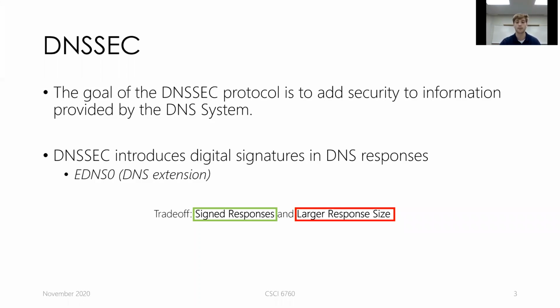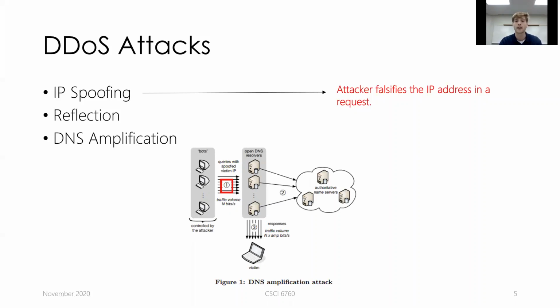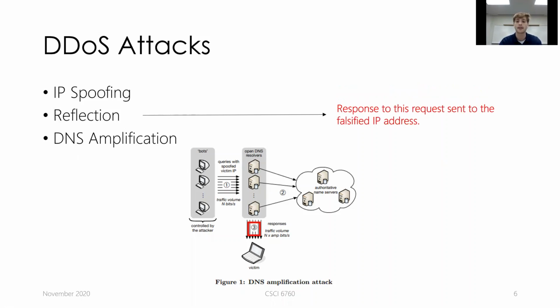Let's pivot over to talking about distributed denial of service, DDoS attacks, before we talk about how the two are related. So these high volume attacks are generally going to rely upon some shared principles. The first of which is IP spoofing. IP spoofing occurs when an attacker falsifies the IP address inside of a request. And what that leads to is actually the second bullet on this list, because once the attacker falsifies that IP address, the corresponding response is also sent to that falsified IP address, and that is when reflection occurs.